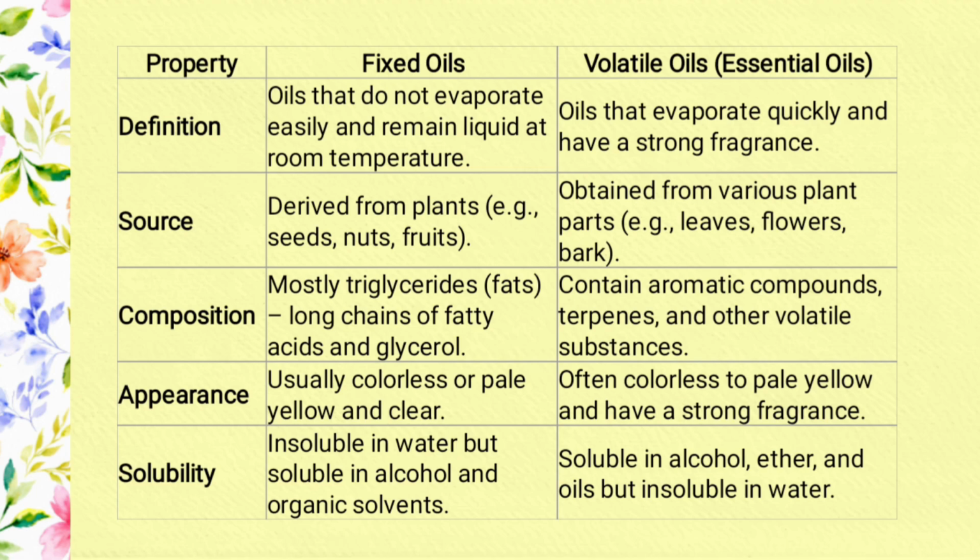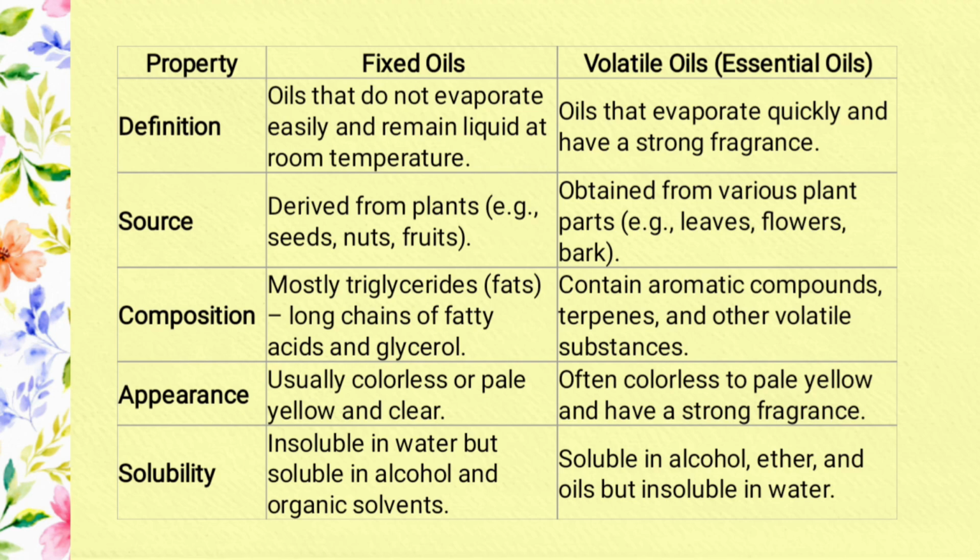Now moving on to source, right? Where do these oils come from? So basically, fixed oils usually come from plant parts like seeds, nuts, or fruits. Example: olive oil or coconut oil. Whereas the volatile oils are found in various plant parts like leaves, flowers, or bark. For example, you might know lavender oil, right? Which generally comes from the flower of the lavender plant.